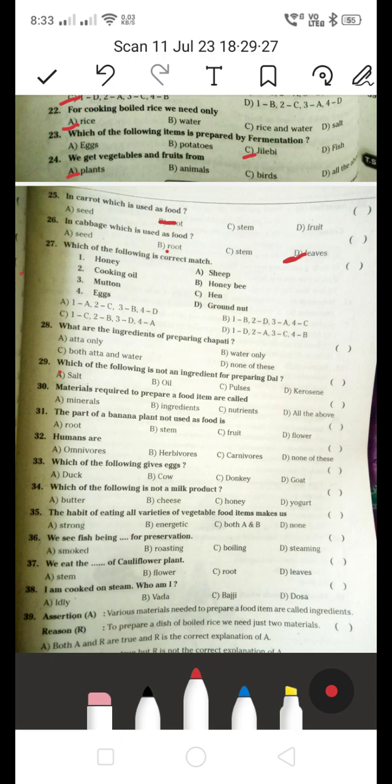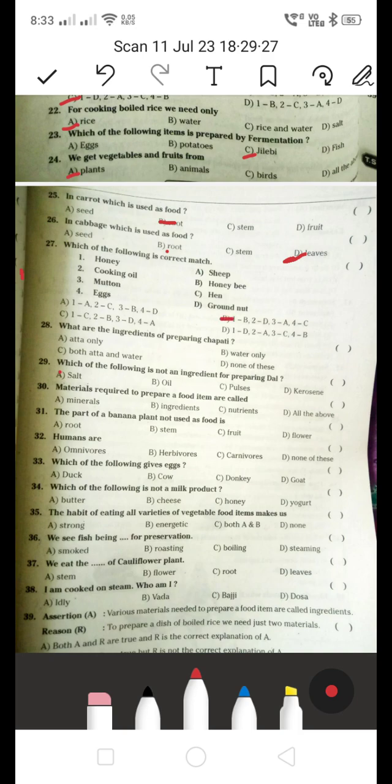It's B, meaning it appears in option B. And next, where does cooking oil come from? It's groundnut, so the answer is D, groundnut. Next, mutton: mutton is from a sheep, we use sheep for mutton. And next, egg: we get eggs from a hen, so the answer is B.